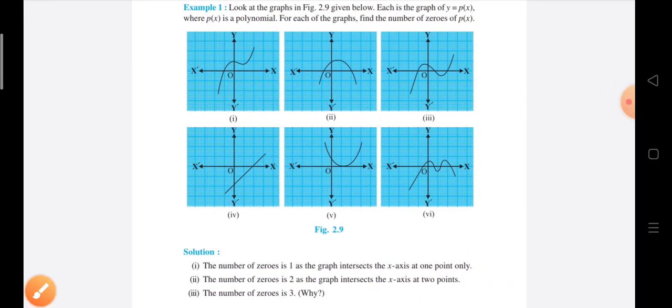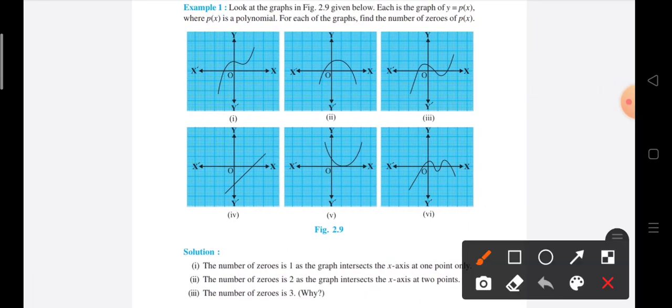Okay, so now let us discuss these questions, which is example number 1. Now you can see over here how many points on the x-axis the graph cuts: 1. So the number of zeros it will have is 1. It will have 1, 2. It will have 1, 2, 3. Okay, it will have only 1. It will have only 1. It will have 1, 2, 3.